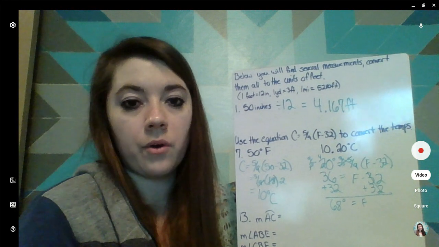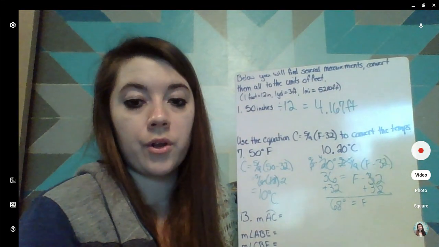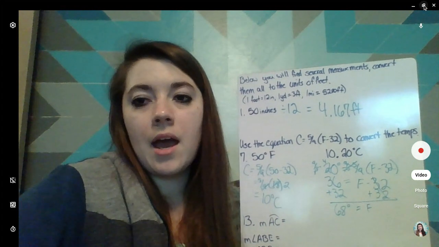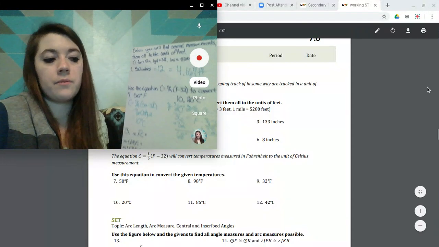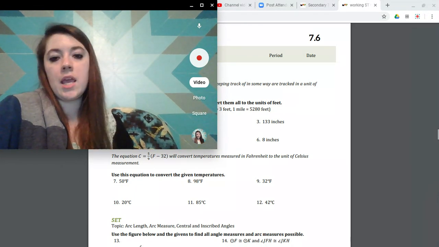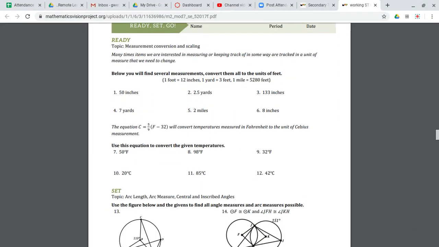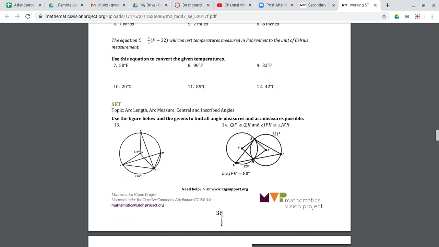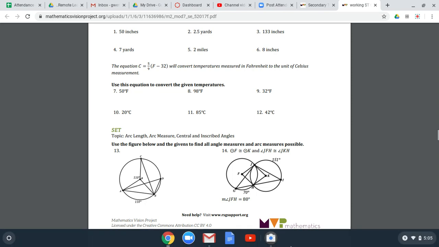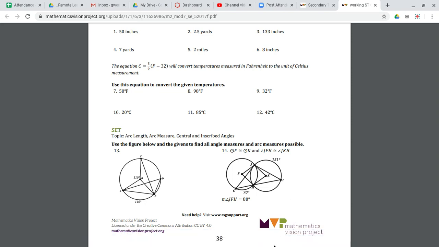So you can plug those all right into a calculator to solve for your measures, okay? All right, the next thing we are looking at, let me shrink this back down. So on number 13, we are looking at arc length, arc measure, central and inscribed angles. So we've got a lot of different things going on in here.